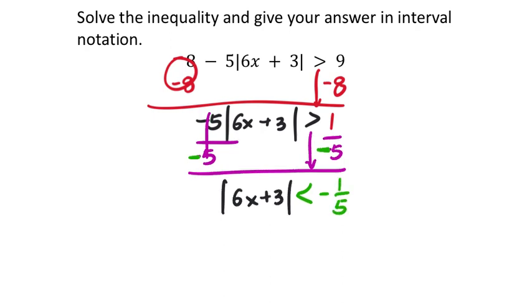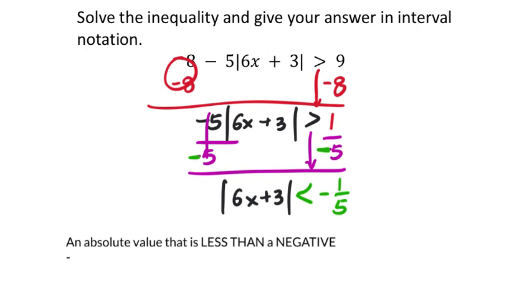Now you could, if you wanted to, you could solve this. But I really hope that you don't, because we can be done with this right now. Let's write this out so we can see exactly what's going on, all right? We're saying that the absolute value is less than, I'll emphasize the less than, a negative. I don't really care that it's negative 1/5, it's just that it is a negative, okay?